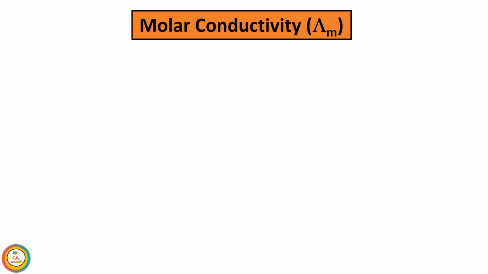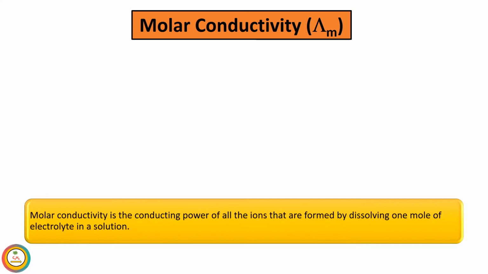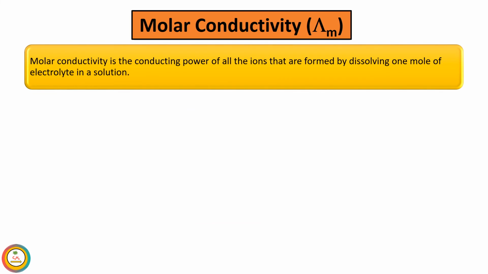Next one is the molar conductivity. Molar conductivity is the conducting power of all the ions that are present in the solution, and that solution is prepared by dissolving 1 mole of electrolyte. So the cumulative conducting power of all the ions present in a solution prepared from 1 mole of electrolyte is known as the molar conductivity.